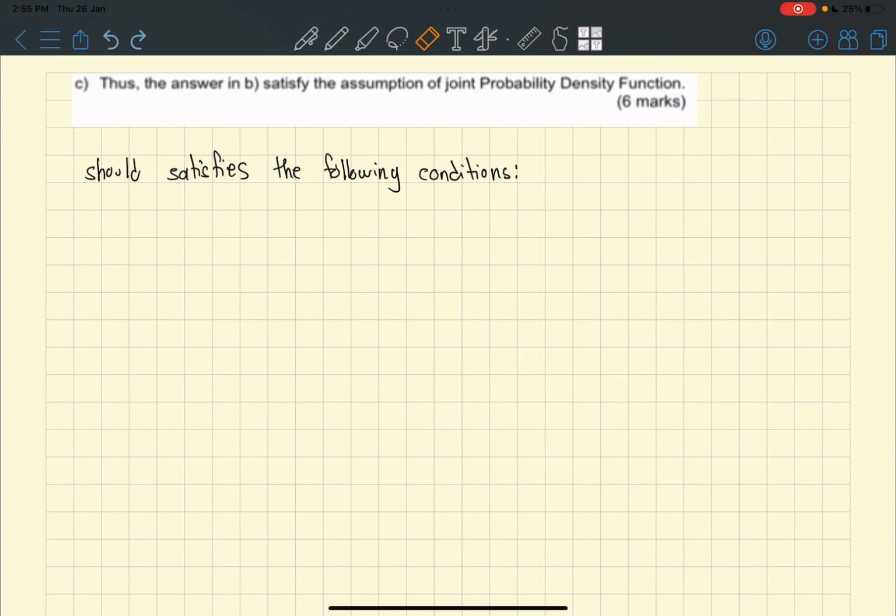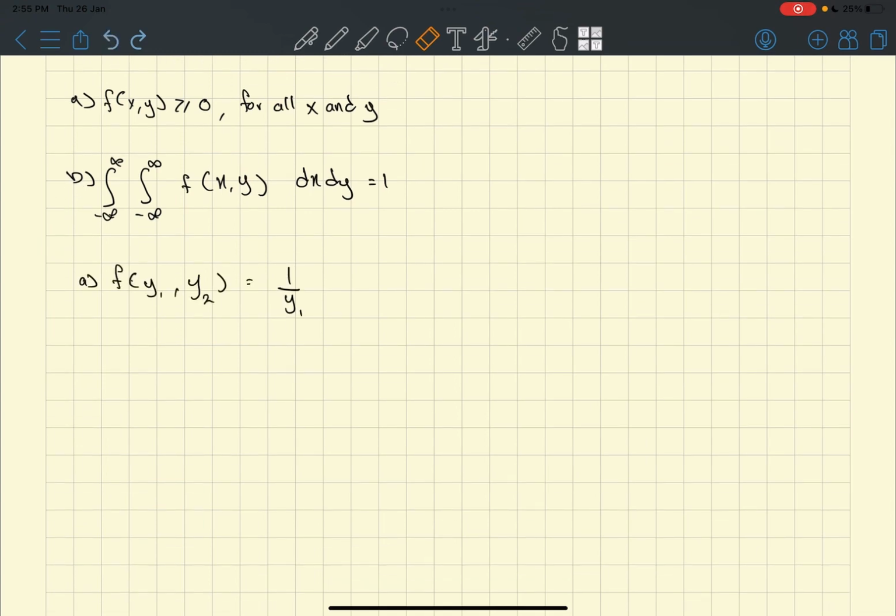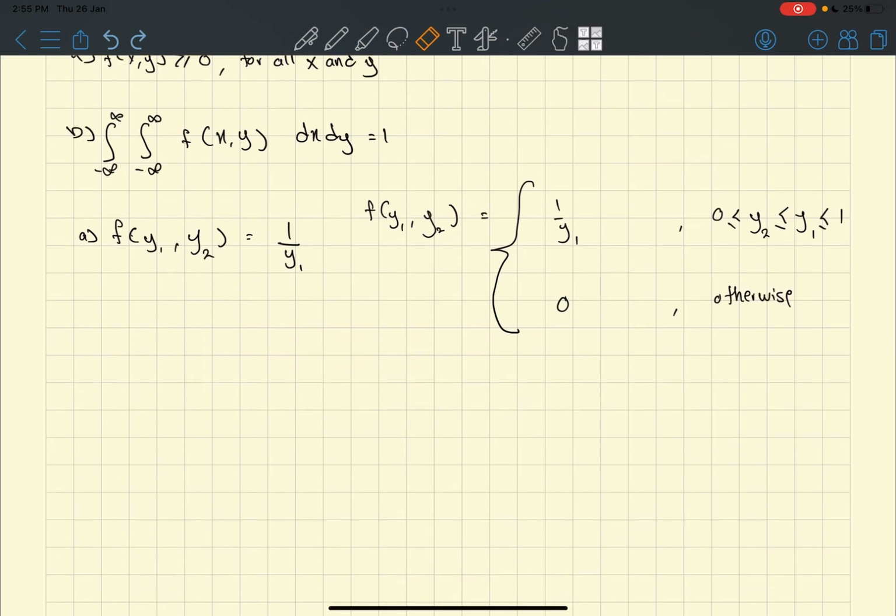So this question should satisfy the following conditions: A, the function f(x,y) is more than 0 for all x and y, and B, the double integral of f(x,y) dy dx equals 1. So when we need to satisfy B, we need to double integrate it. For A, we know that the function of Y1 and Y2 equals 1 over Y1, and then we just put in the limits, the range 0 to Y2 to Y1 and to 1, and then we put the figure into the 1 over Y1, and it will just be around the range 0 to 1.